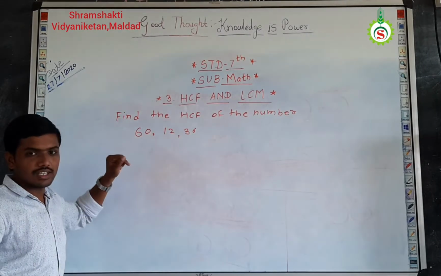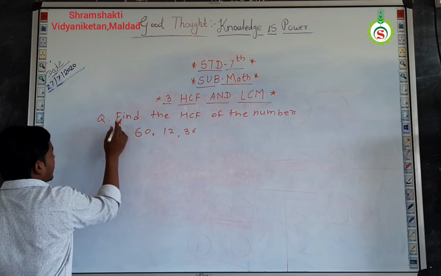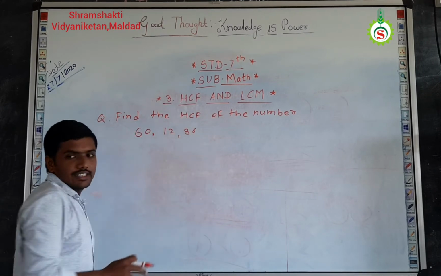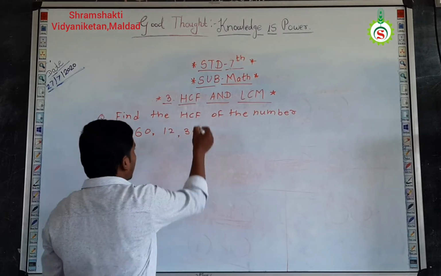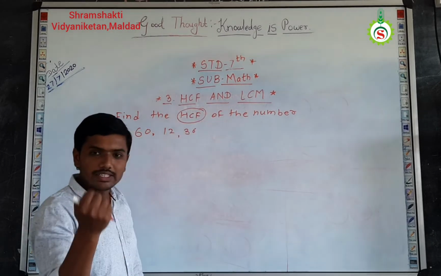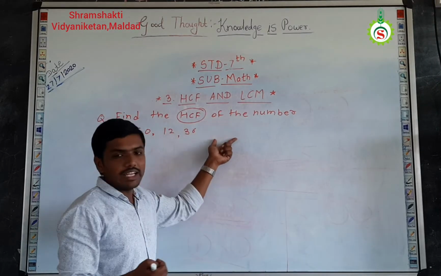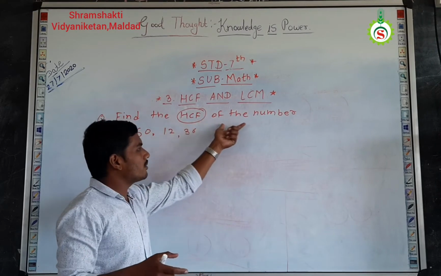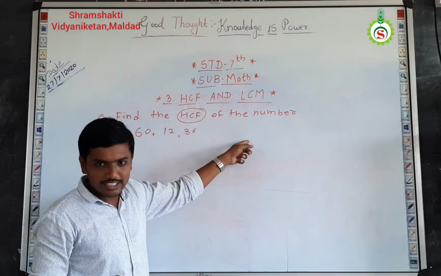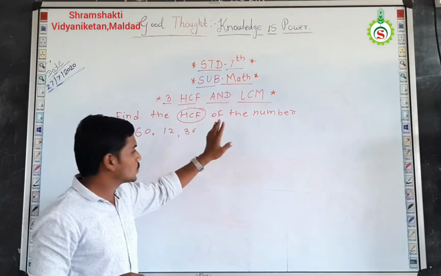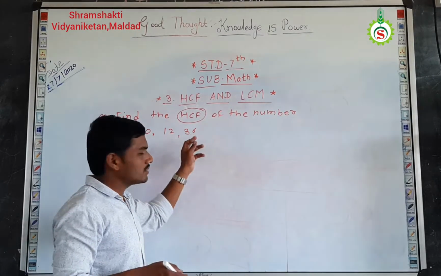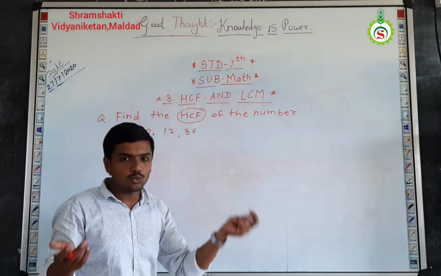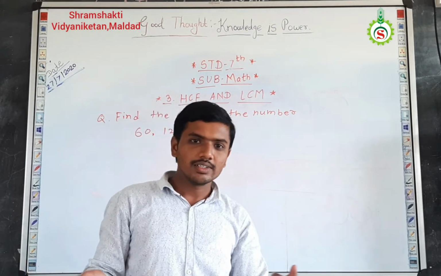Now the question is only to find the HCF of the numbers 60, 12 and 36. For finding the HCF, we have two methods, but they have not mentioned any particular method. That means find the HCF of the given numbers by factorization method or by division method. So you can use any method from those two methods, factorization or division method.